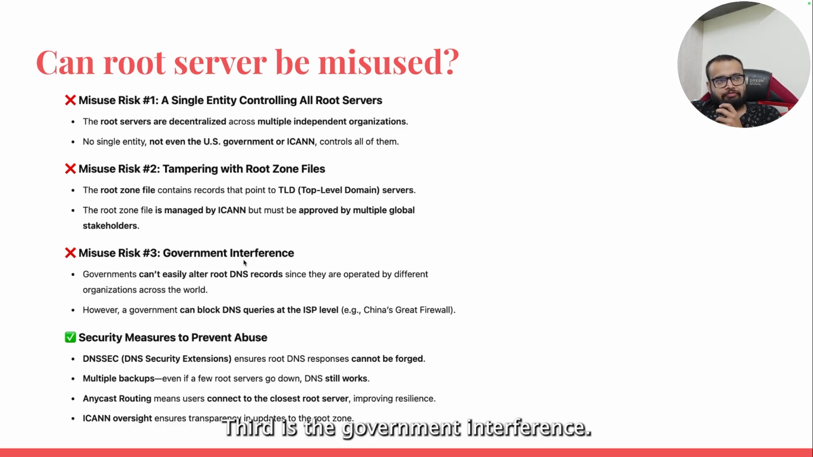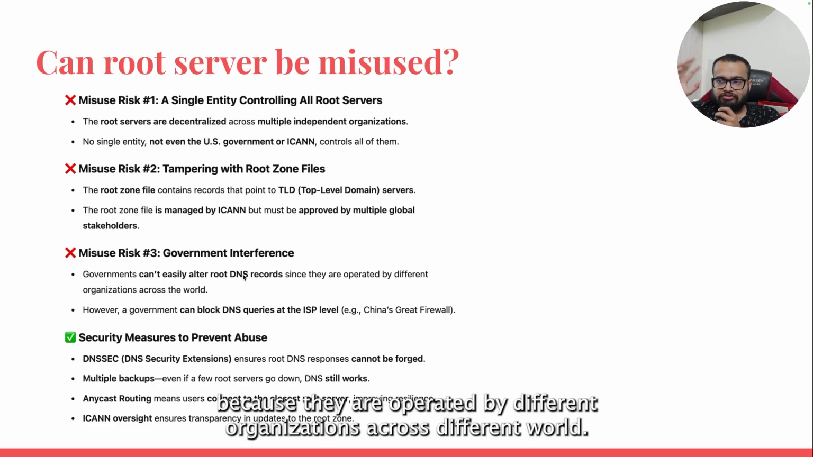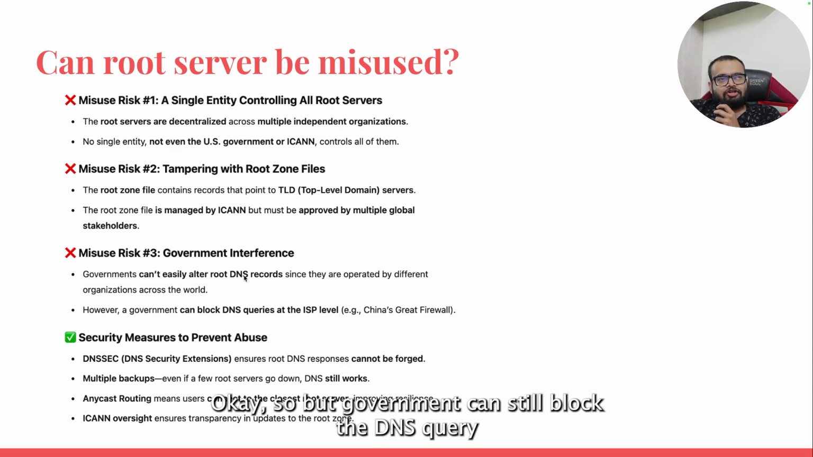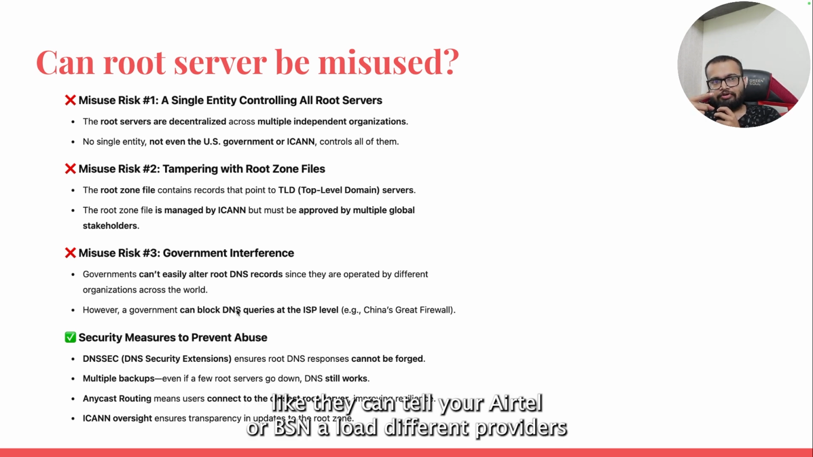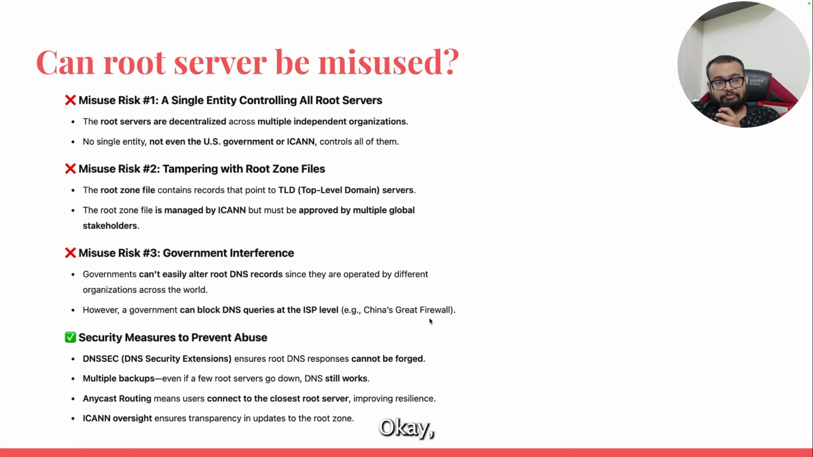Third is government interference. A government can easily alter DNS records. But again, it's not very easy to alter the root DNS records because they are operated by different organizations across the world. Only if all organizations come together is it possible. But the government can still block DNS queries. Like they can tell your Airtel or BSNL or different providers to block it at the ISP level only, like China's Great Firewall.